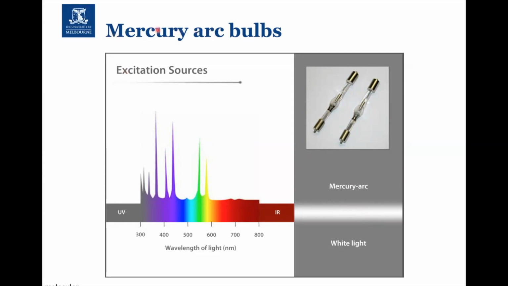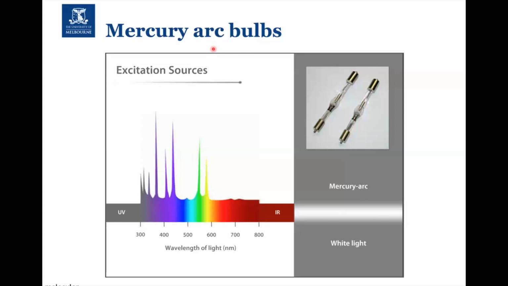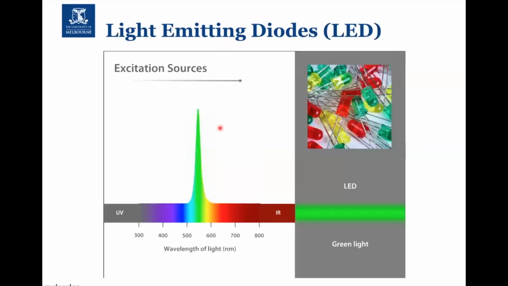And these bulbs have been selected to really line up with some of the common fluorophores that get used in scientific experiments. The nice thing about light emitting diodes is that they're only going to emit across a very, very narrow range. So they're very, very different to the white light bulb source. So very specific, longer lasting.